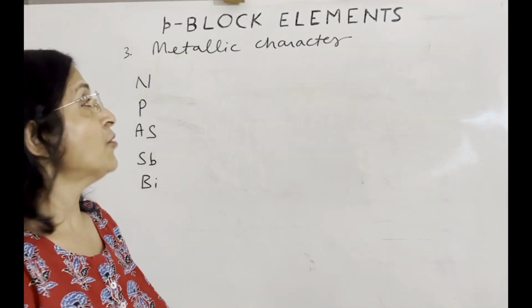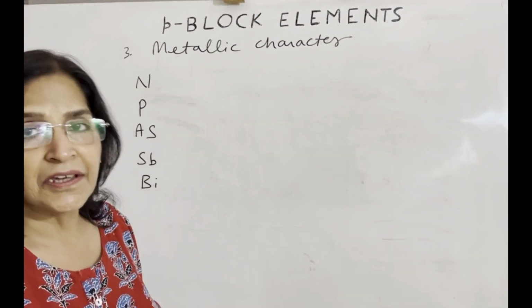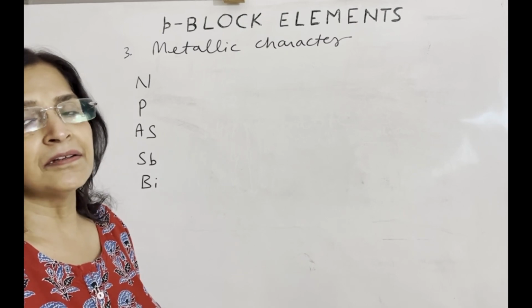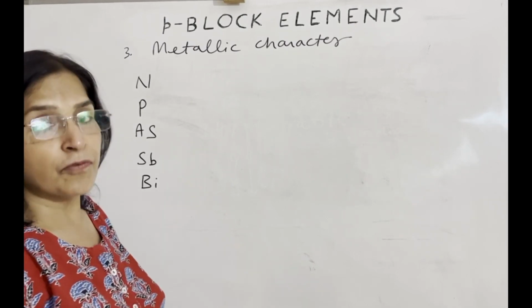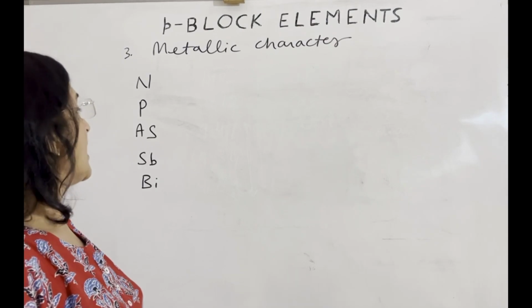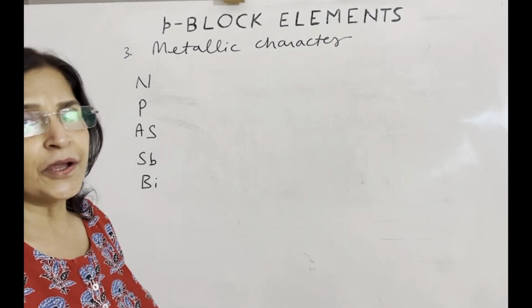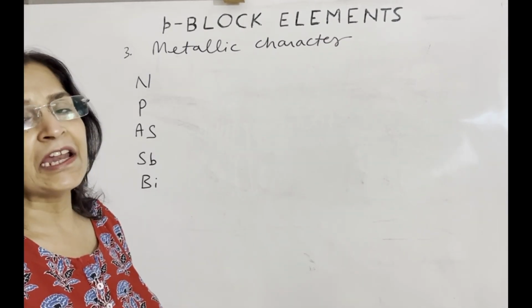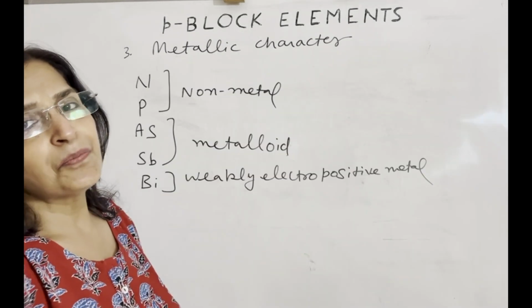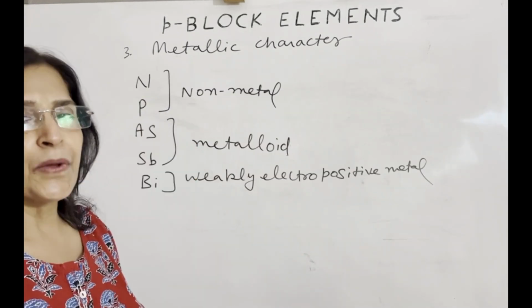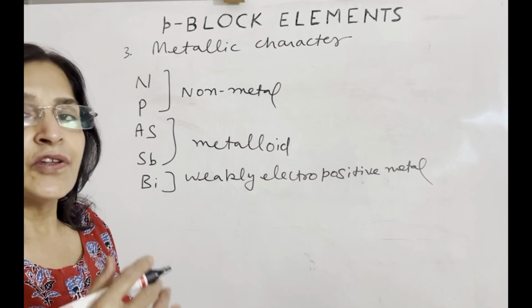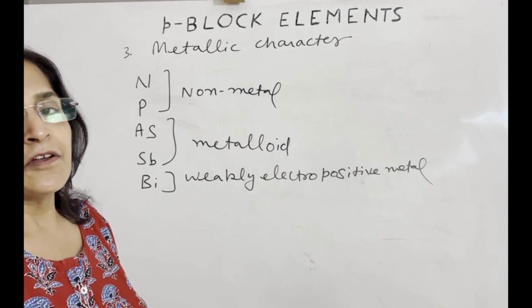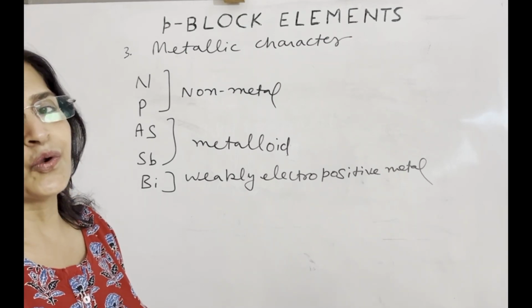As we move down the group, metallic character increases, non-metallic character decreases. Nitrogen and phosphorus are non-metals, arsenic and antimony are metalloids, and bismuth is a weakly electropositive metal. What is the reason behind this? As we move down the group, atomic radius increases, ionization energy decreases, therefore tendency to lose the electron increases.